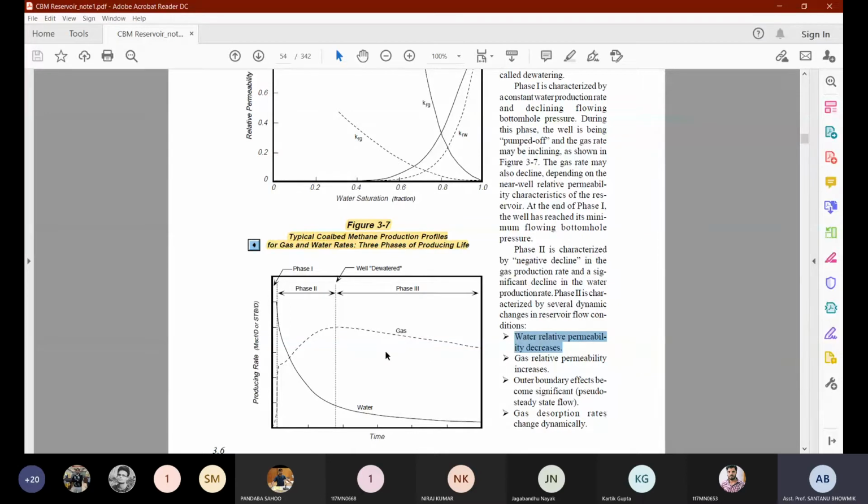Outer boundary effects become significant, or there's a pseudo steady state flow. Steady state flow means not changing with time. It is pressure dependent. Okay, now it is a pressure dependent process. So the outer boundary effects are becoming much more significant. So in your boundary you have put a channel, you have put the pump on the surface, and water content.